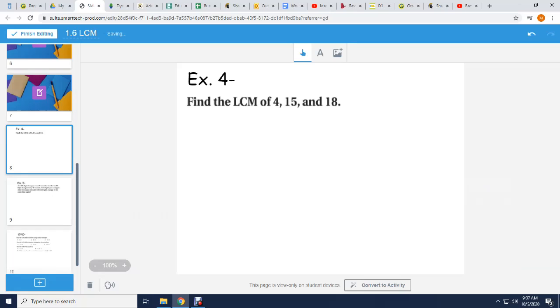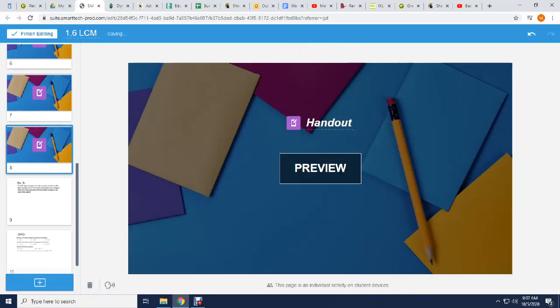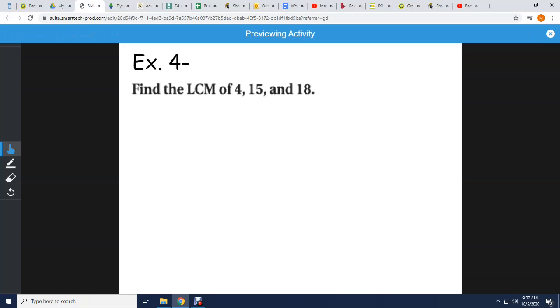LCM of 4, 15, and 18. And it's good to see this because we can do 3 here, and there's a little difference in the 3s in LCM versus GCF. This is the one thing that you're going to have to remember because this is going to be different. Right? Let's use some purple here. All right? 4, 15, and 18.